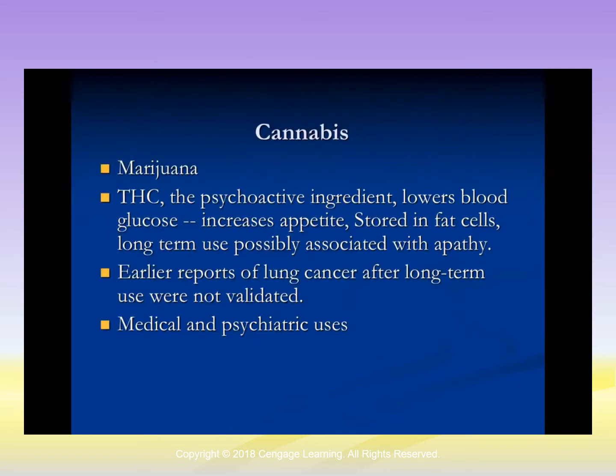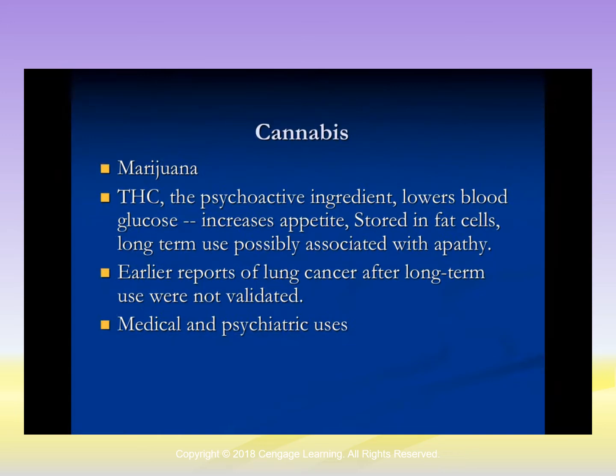Okay, cannabis, marijuana. THC is the psychoactive ingredient, and then we have CBD. And pure CBD comes from the hemp plant, which does not have THC in it. Okay. So we have different substances from similar plants. It lowers blood glucose, it increases appetite, and it is fat soluble, which means that it is stored in the fatty tissue.